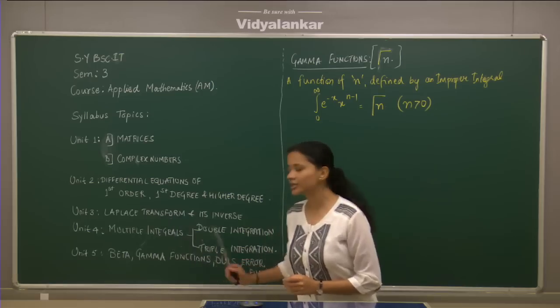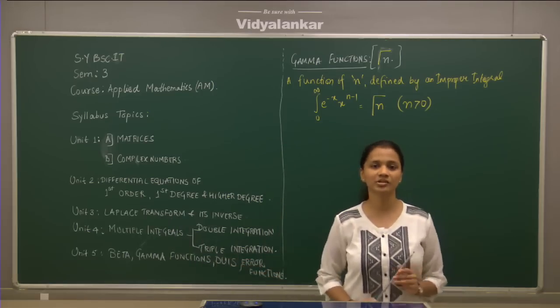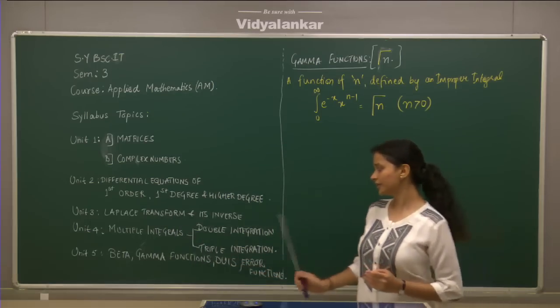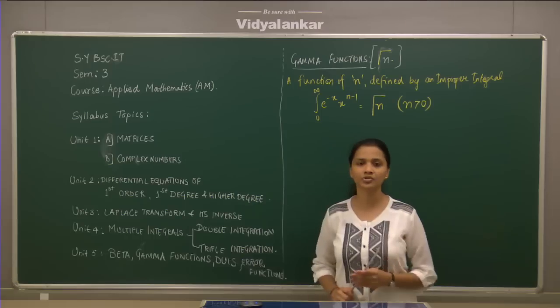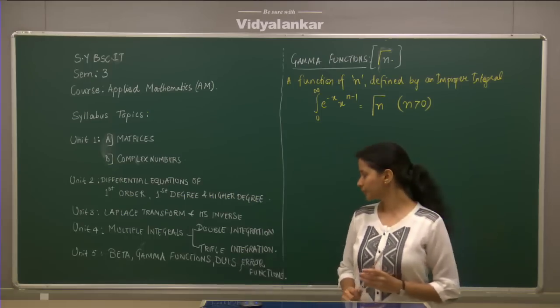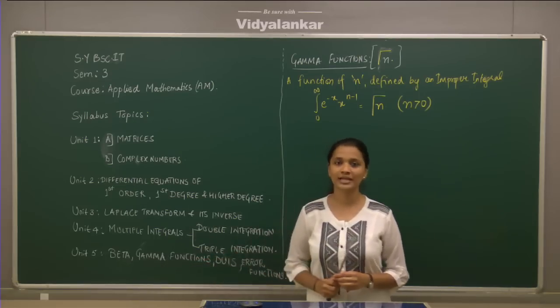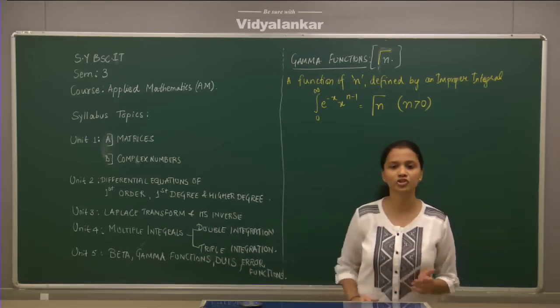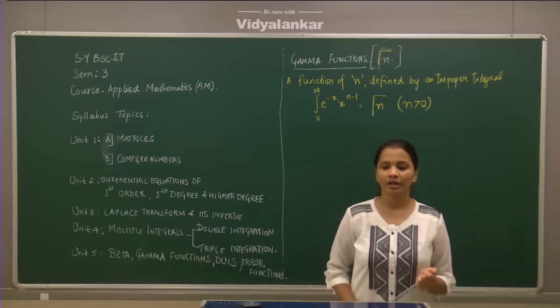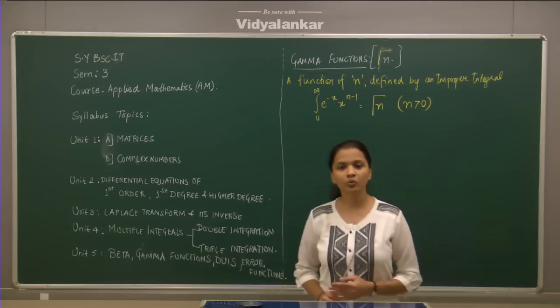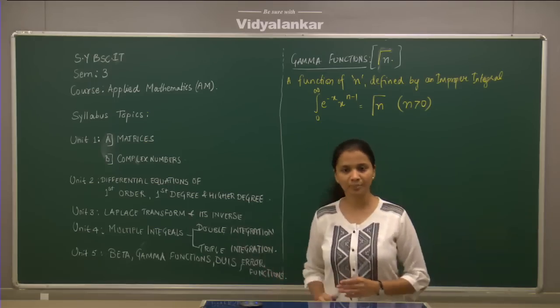Unit 4 consists of multiple integrals, which is an extension to your single integration, that is double integration, triple integration and its application related to areas and volume. And in unit 5, we will be dealing with some special functions known as beta gamma functions and differential integral sign. Now, introducing you to the topic of beta gamma functions.